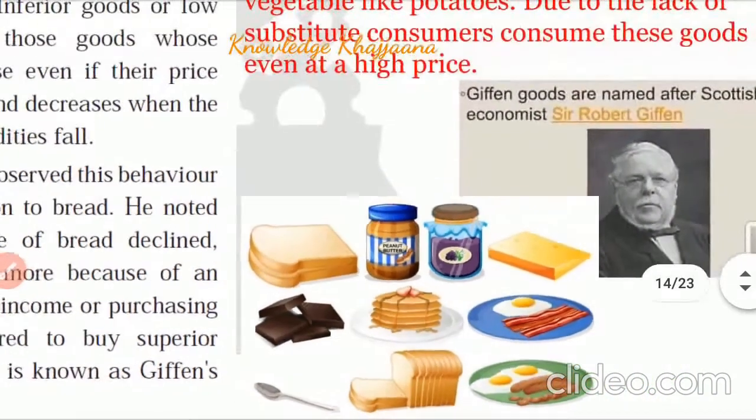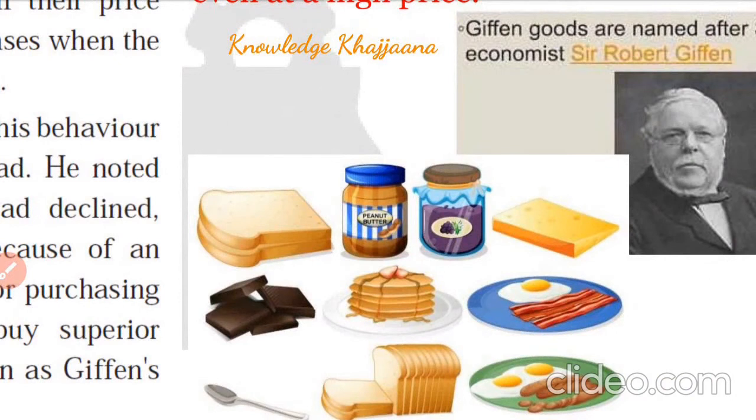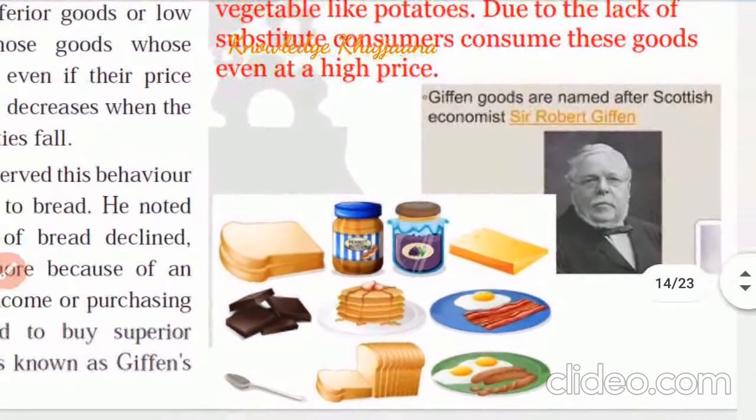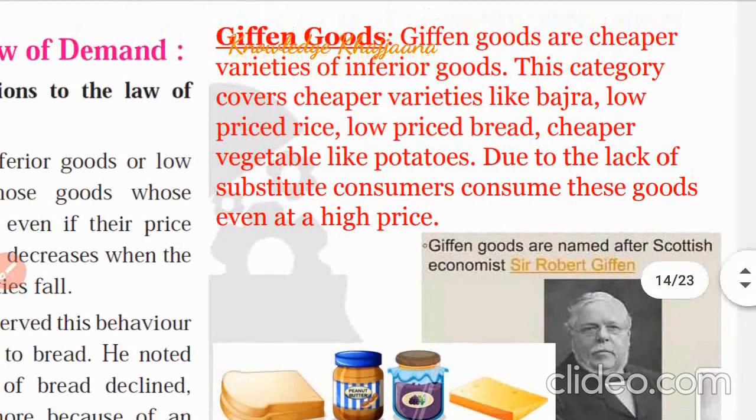So what happened? Though the price of the inferior good, that of bread, was declined, you didn't buy more of the bread. This is called Giffen's paradox because it was contradictory to the law of demand.